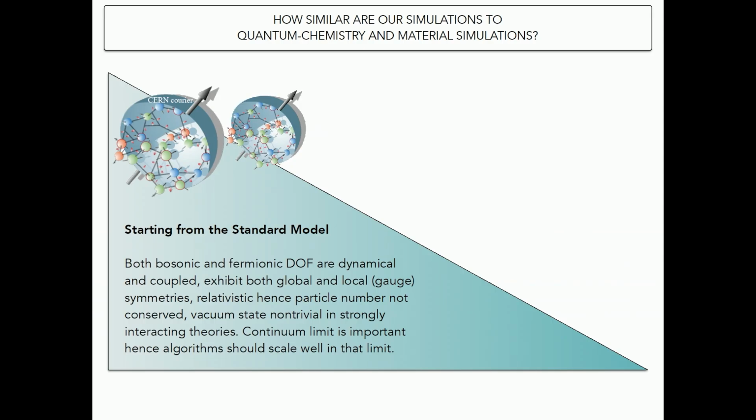Not only do they exhibit certain local symmetries, you also have these important local or gauge symmetries that you have to retain. These systems are relativistic, as I emphasized before, and therefore particle number is not conserved, and the vacuum state of the theory can be quite non-trivial in strongly interacting quantum field theories. Another important point is that for us, continuum limit is very important. So we're not just looking at these lattice problems, but rather we're interested in understanding the physics of the continuum limit, so we better develop algorithms that scale well in that limit as well.